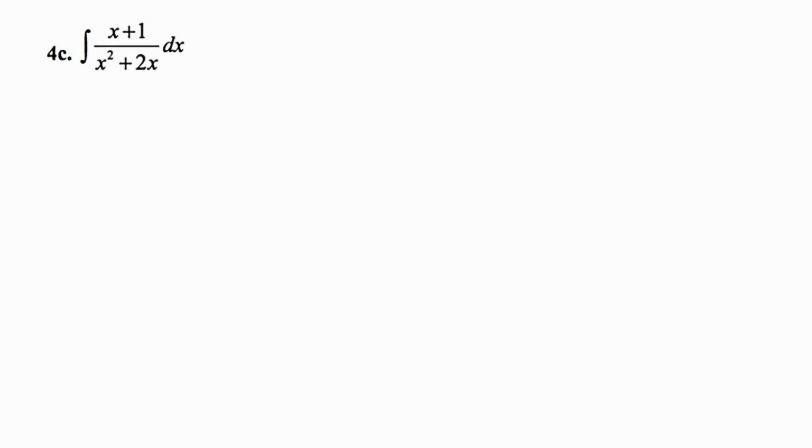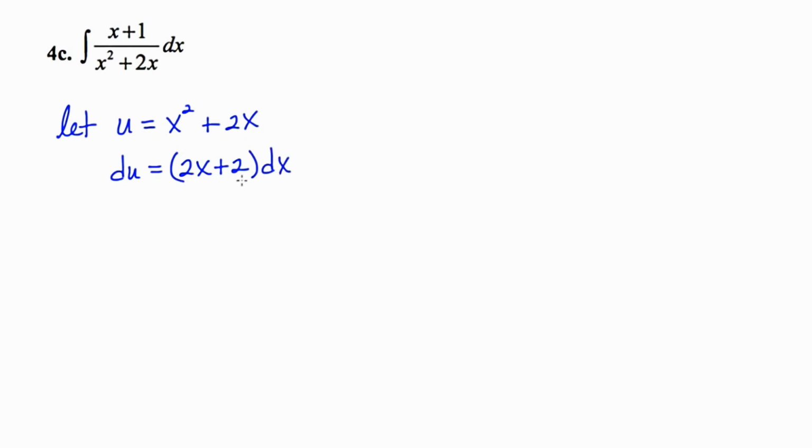this in my head. So I'm going to go ahead and go through the proper channels and write down the whole substitution step, allowing u to be x squared plus 2x. I'm going to differentiate with respect to x, leaving me with du is equal to (2x plus 2) dx.